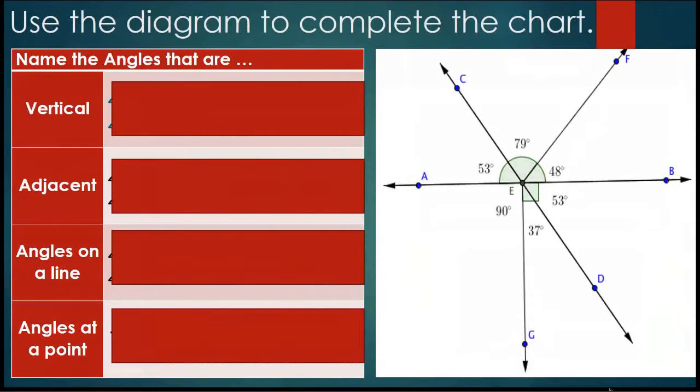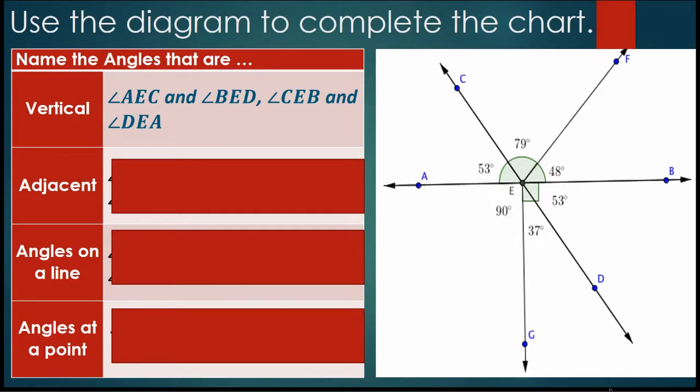So first, name the angles that are each of the following, and we want to find which pairs would make vertical angles. So first, the first pair, AEC and BED, make vertical angles. They are the exact same angle. They're connecting with opposite rays. They are vertical angles. The next pair, CEB and DEA, would also be vertical angles in this case. We could verify this by taking 79 and 48, adding them together, 90 and 37, adding them together, and we would get the same thing. We would get 127 degrees.